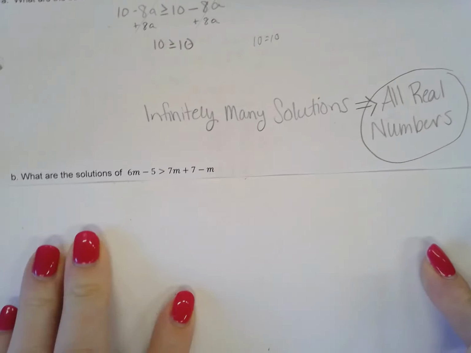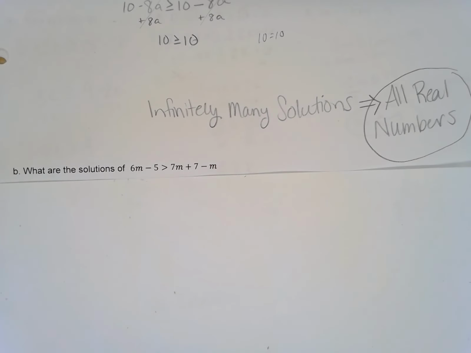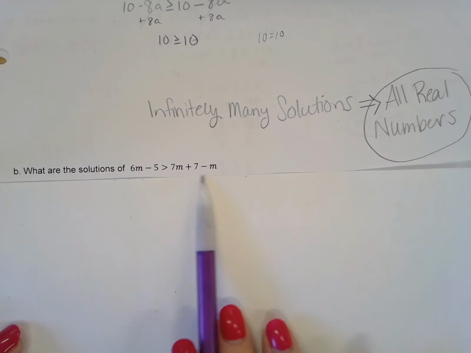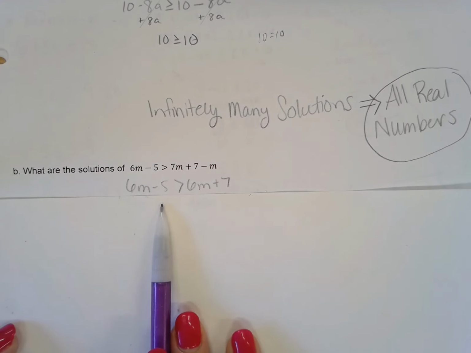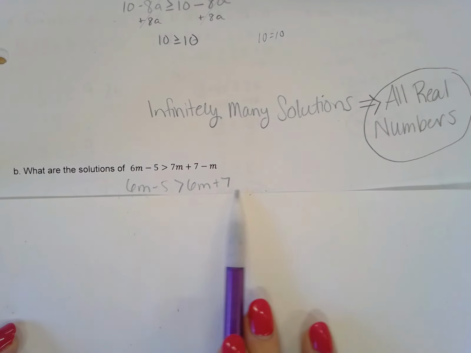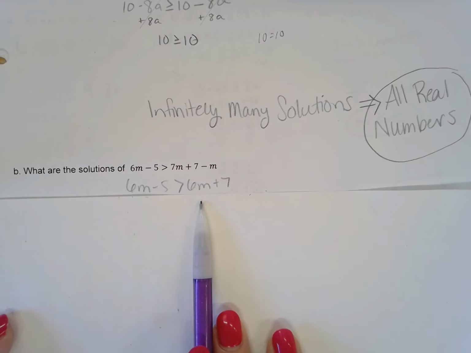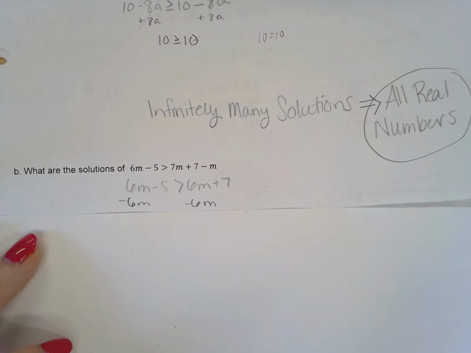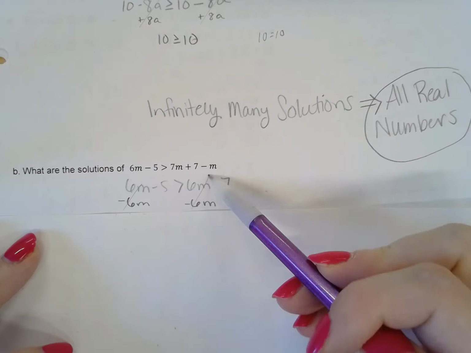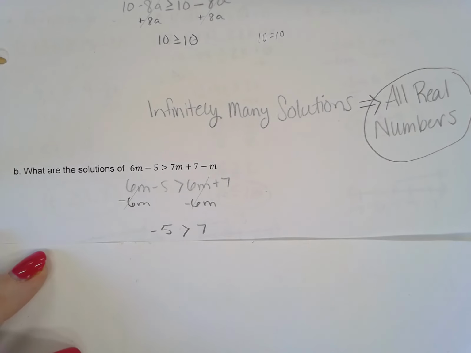Part B, I have 6m minus 5 is greater than 7m plus 7 minus m. On this side of the inequality, I'm going to combine like terms, so I'll get 6m minus 5 is greater than 6m plus 7, because 7m and a minus m will give me 6m. Then I'm going to subtract 6m from both sides. Again, it crosses out here and it crosses out here to leave me with negative 5 is greater than 7.